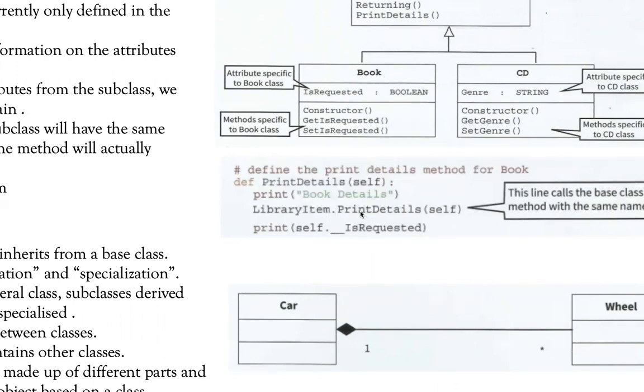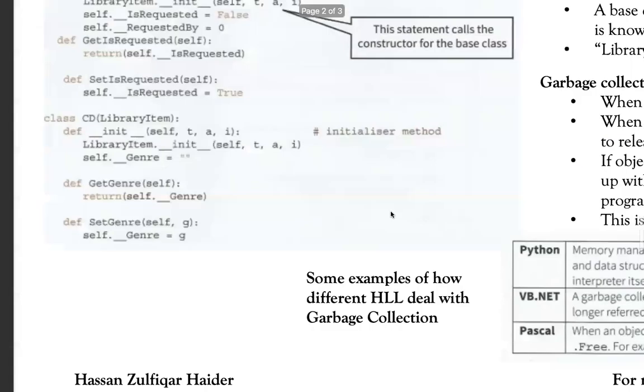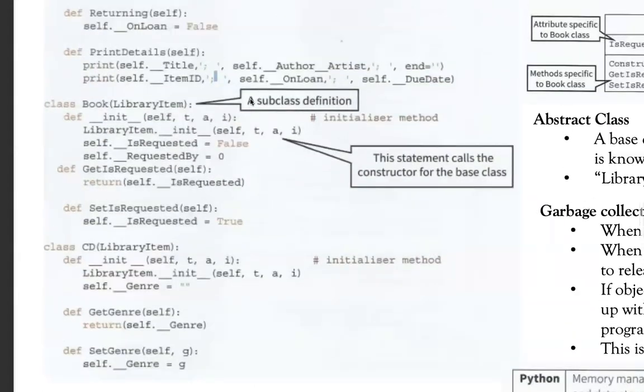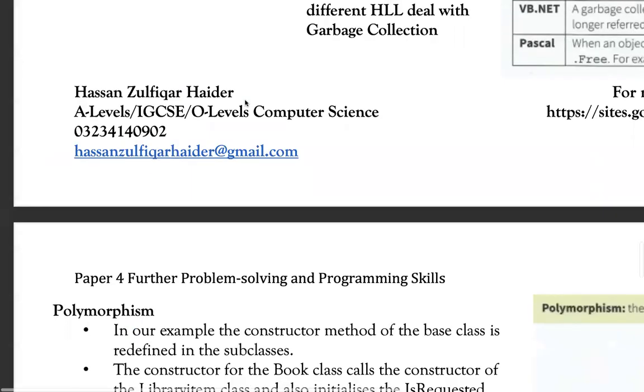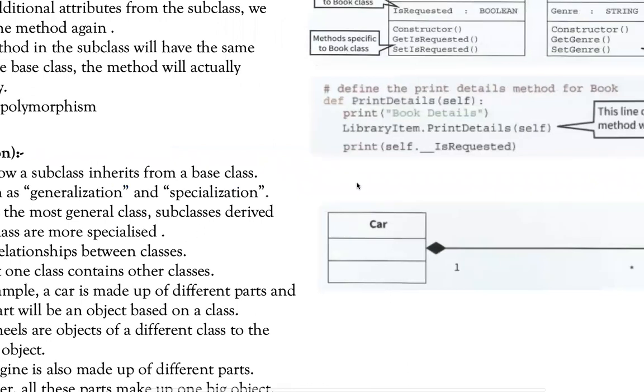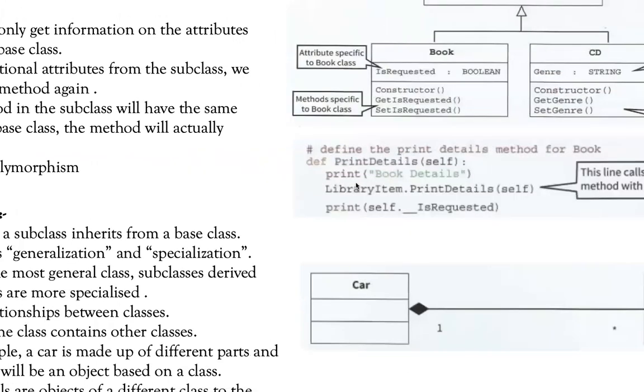And how do I know this? Because this is the print details that is linking to library item dot print details. So when this print details is called, it means that the original definition of print details is being run here first. Apart from this, additional features for the book print details are that, apart from the parent print details, this string is also being printed, and also this attribute is being printed.